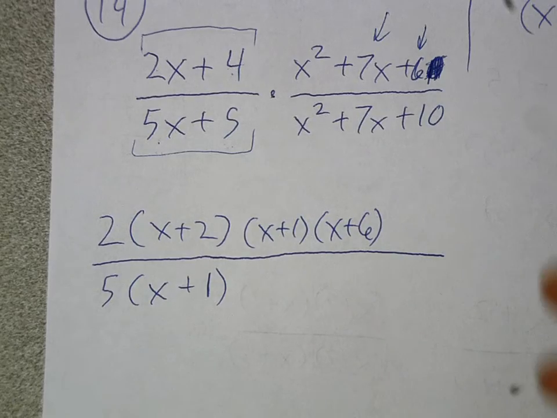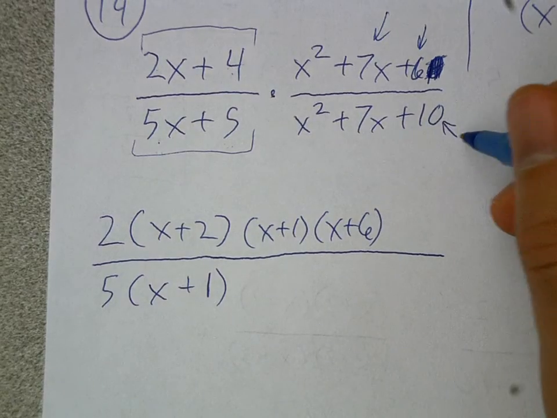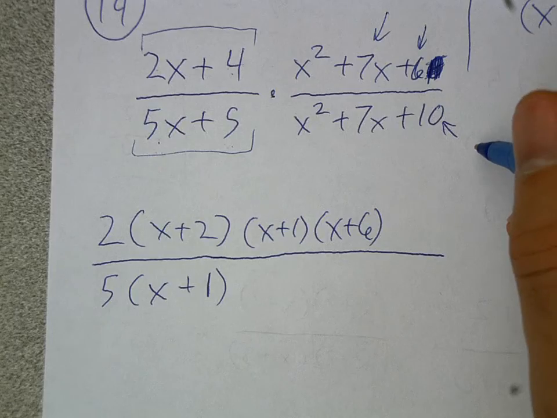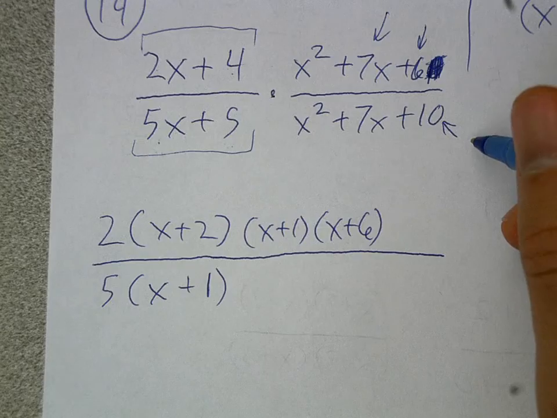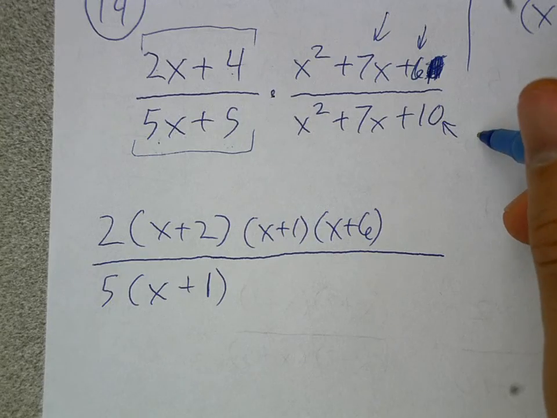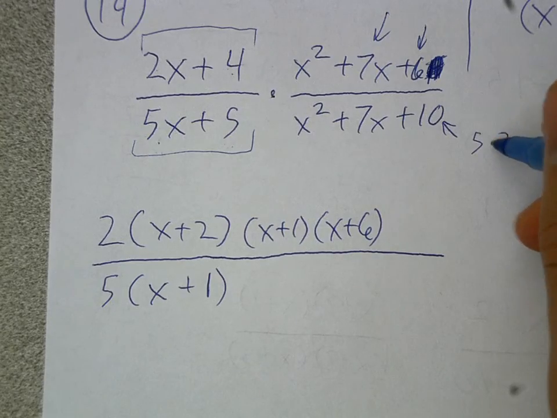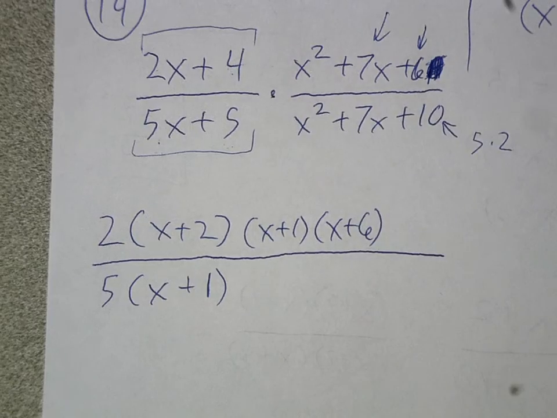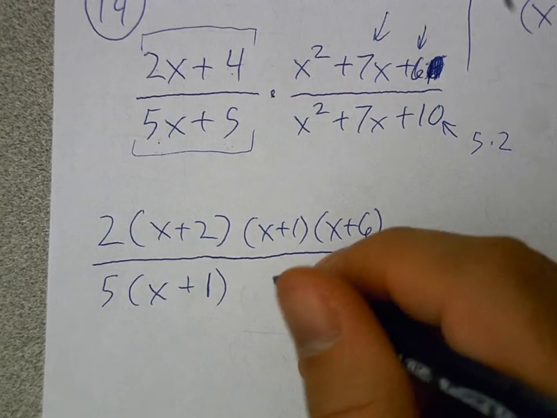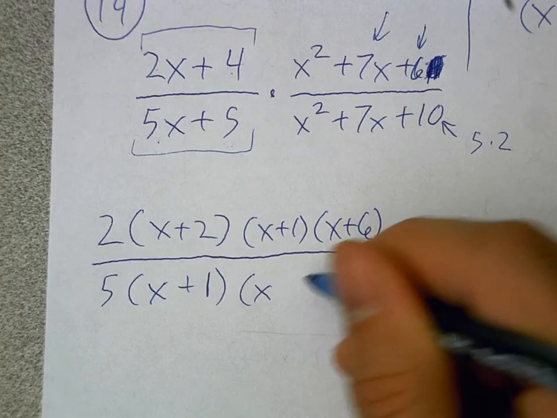Let's start with just the 10. What numbers multiply to make 10? That's right. And does that add up to 7? Yeah. So we can multiply this out, factor it out.